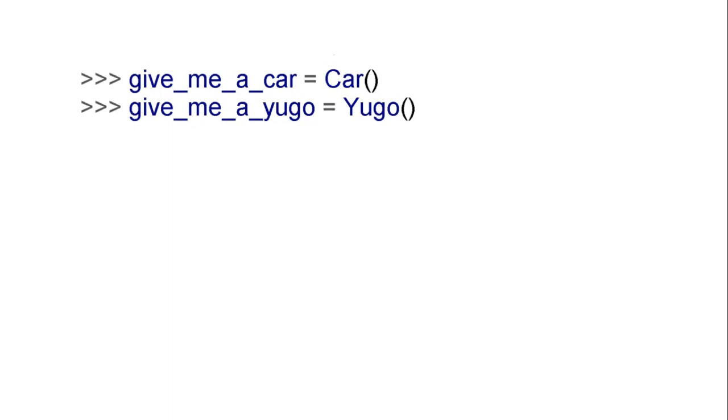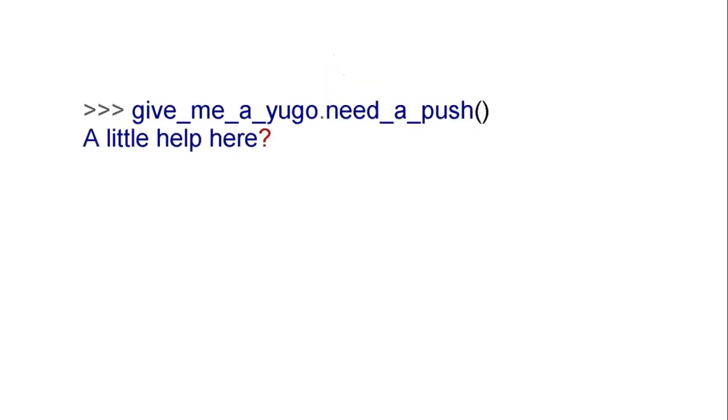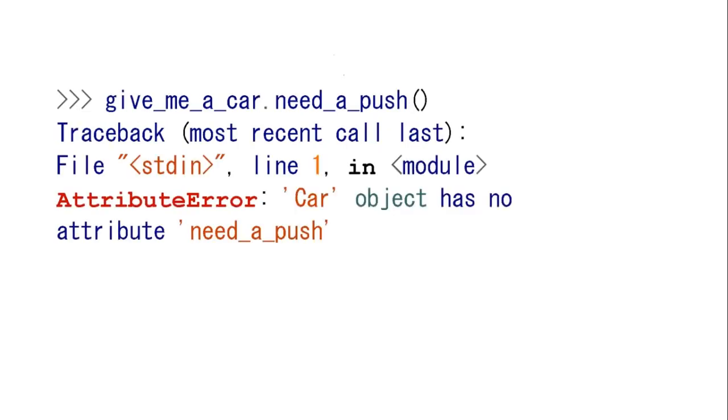Next, make a Car and a Yugo. A Yugo object can react to a need_a_push method call, but a generic Car object cannot. At this point, a Yugo can do something that a Car cannot, and the distinct personality of a Yugo can emerge.